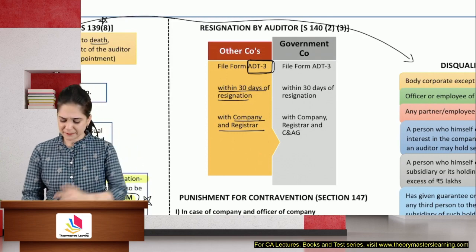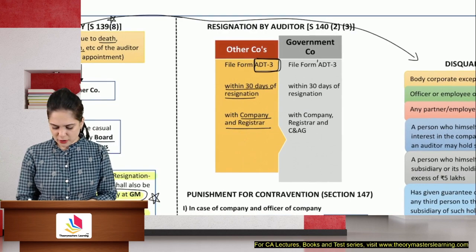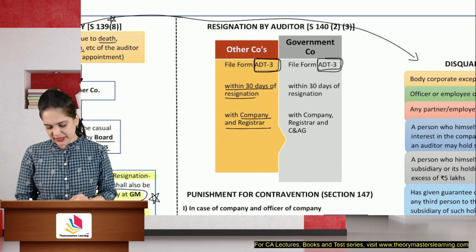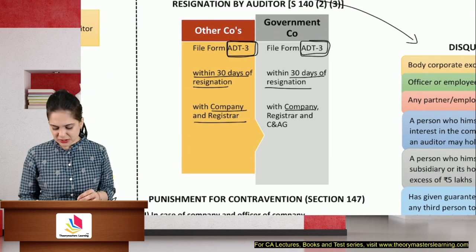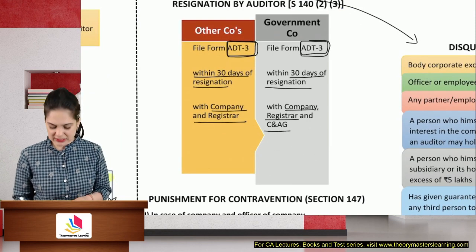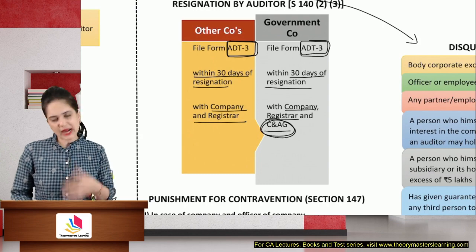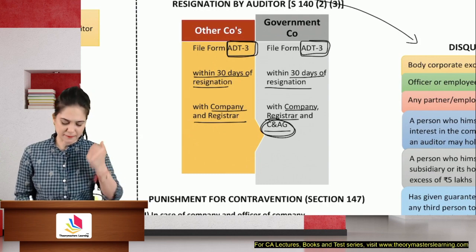But if you are a government company, then yes, you will file form ADT3 within 30 days of resignation. This will remain the same, and it will be filed with the company, registrar, and the Comptroller and Auditor General. This is the only thing which they have added, and that also because it is a government company.